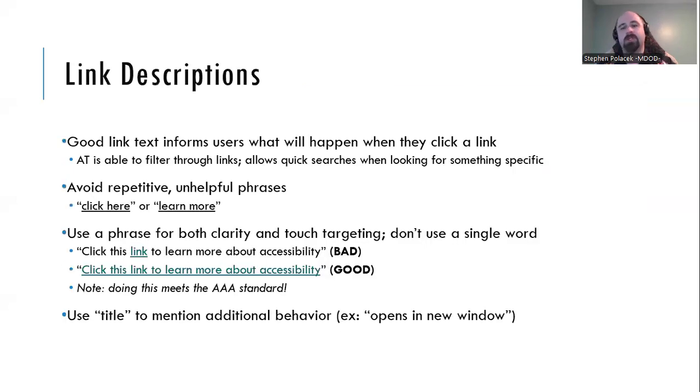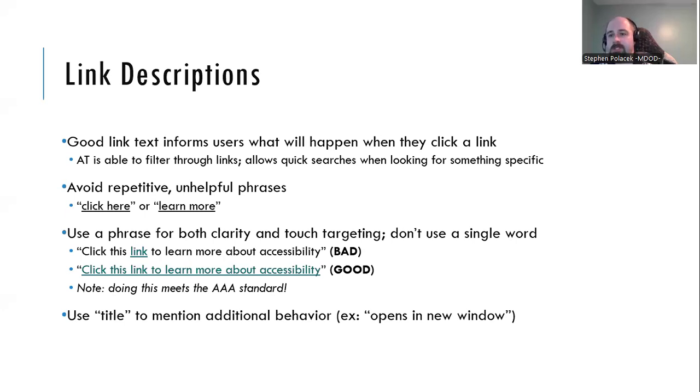All right, so our final point of today is link descriptions. Kind of the same general guidelines, but good link text informs users what will happen when they click a link. As we've mentioned with the image descriptions, we need to tell them where they're going and what this is going to be about.